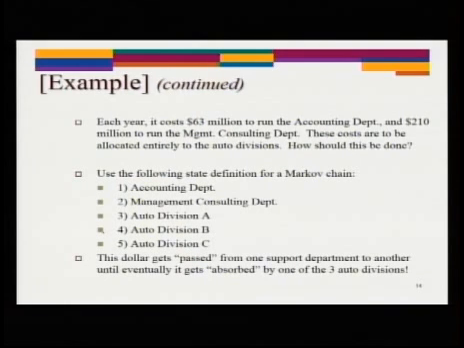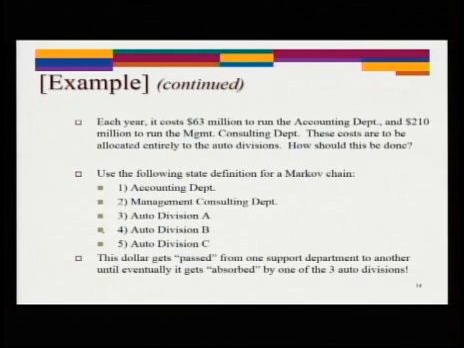And here's the given information. Each year, it costs $63 million to run the accounting department and $210 million to run the management consulting department. These costs are to be allocated entirely to the 3 different auto divisions, A, B, and C. Then the question is, how should this allocation be done?